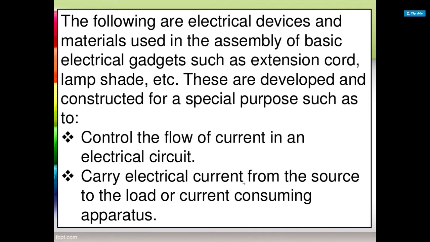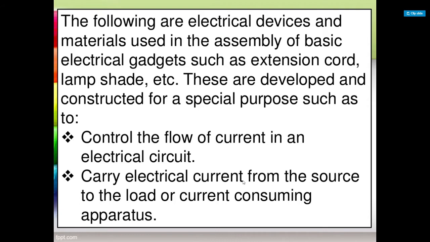So just imagine if you cannot control the flow of electricity. Even if it's day, your lights are still on, and you consume much energy even if you don't need it, but you are still consuming because you are not able to control the flow of electricity. So it is important that you will be able to control the flow of electricity. Okay, that's one purpose of electrical supply and materials, to control the flow of current in an electrical circuit.